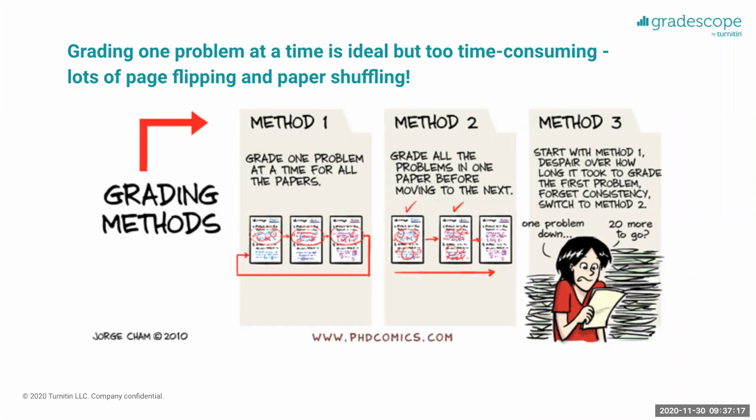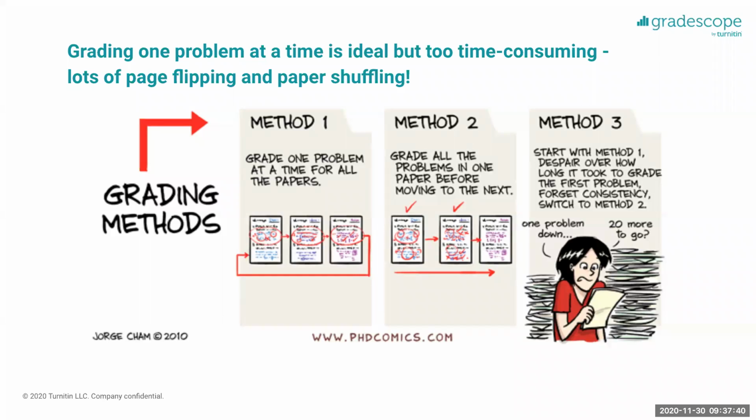Method 2 up on the screen there is to go through and grade all of the answers for the first student, and then move on to the second student, and then move on to the third student. So something like this is a little bit faster, but there are some problems with that. And it comes to things like consistency in grading.